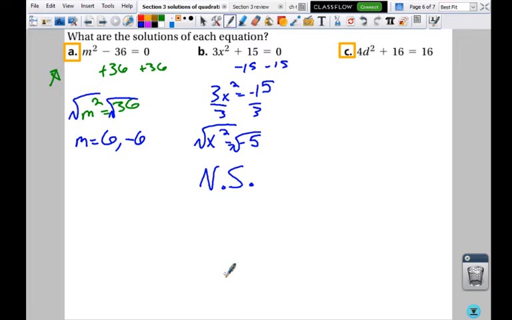For C, 4d squared, you just divide by 4. Both sides, minus 16 first. And then divide by 4. But you still get 0, right?